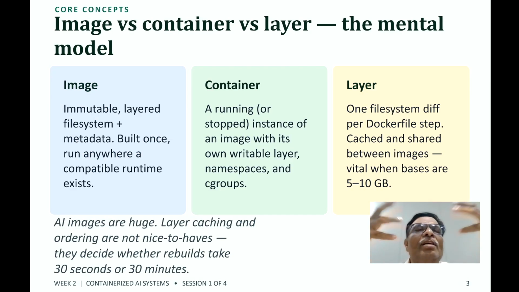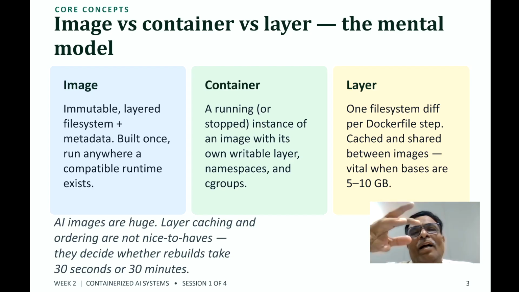So from the core concept point of view, we would be working with Docker basically. When we talk of Docker, we'll be working with containers, images, and various layers. So let's try to understand the mental model of what we're working with. We have an image on one hand, we have a container, and we have a layer. An image is an immutable layered file system plus certain metadata, which is built once. It can be run anywhere a compatible runtime exists, right? So an image is an immutable layered file system.